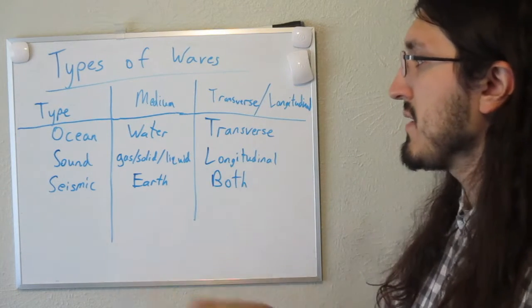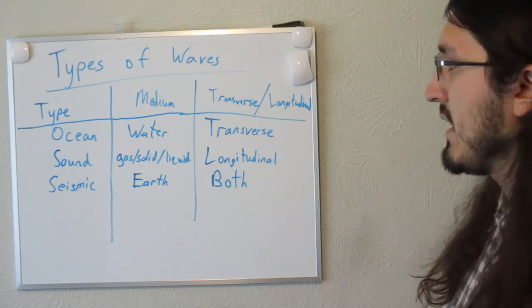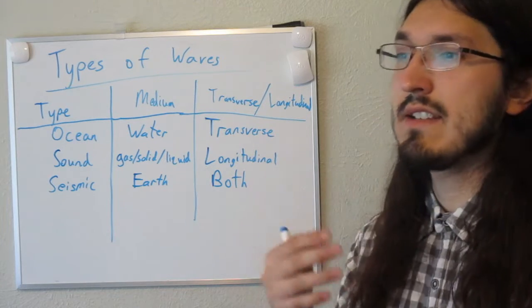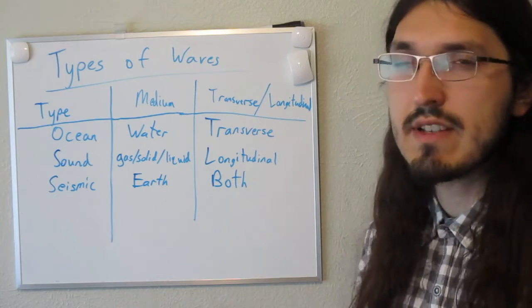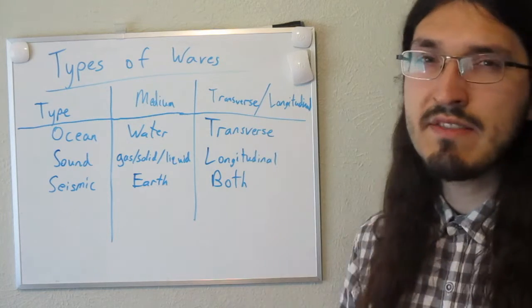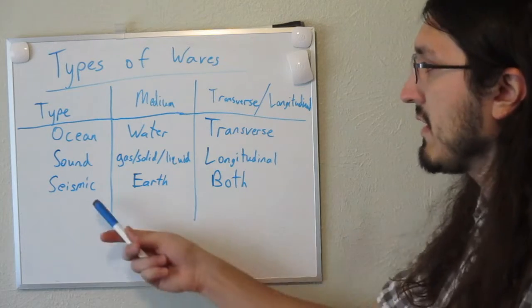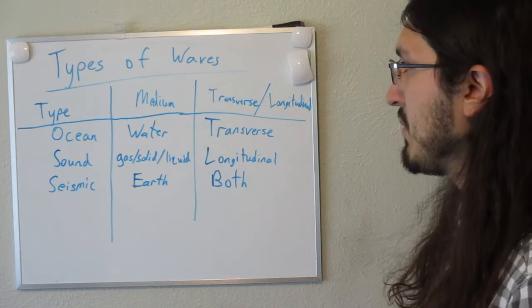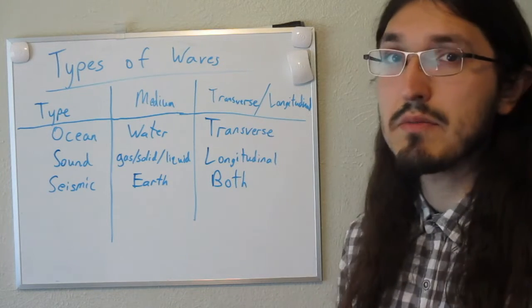Whenever seismic waves move as longitudinal waves, these are referred to by scientists as P waves or primary waves. Whenever seismic waves move as transverse waves, they're called S waves or secondary waves. Primarily they're going to be moving as longitudinal waves, but occasionally they will move as transverse waves as well.